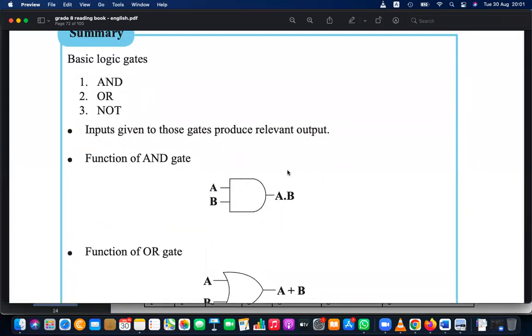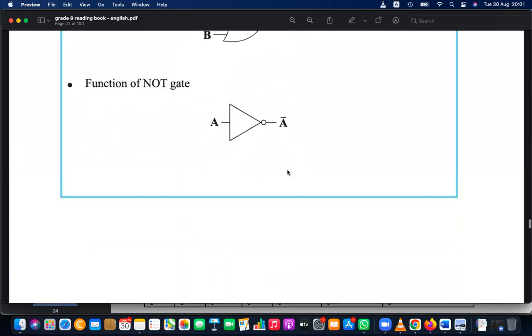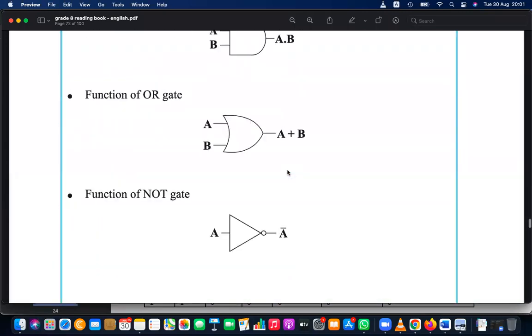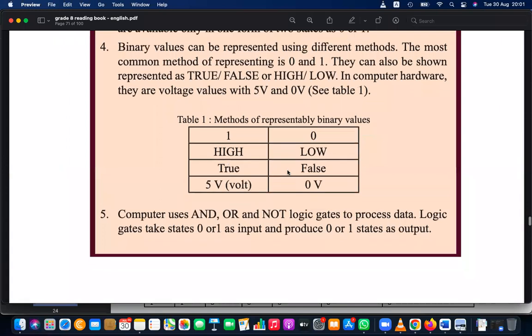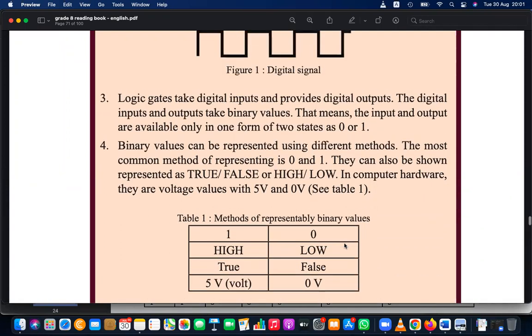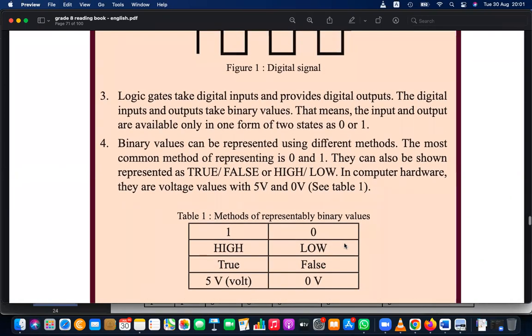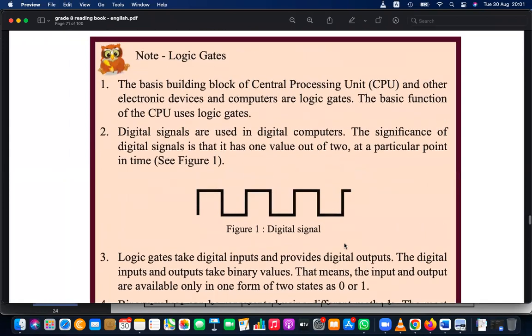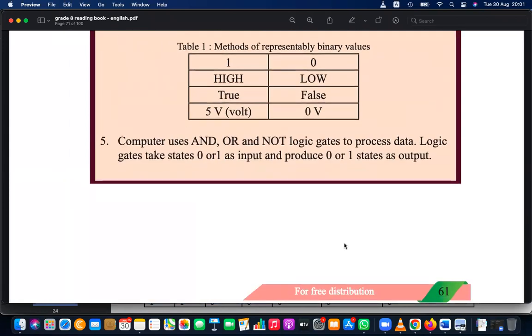As the summary, you can see we have learned about these three gates. And one more thing that you need to know, this 1-0 status can be given as high-low status, on-off status, 5 volt, 0 volt status. Anyway, two different statuses: high low, true false, on off. These are the statuses, right? You can see, so these are the values.